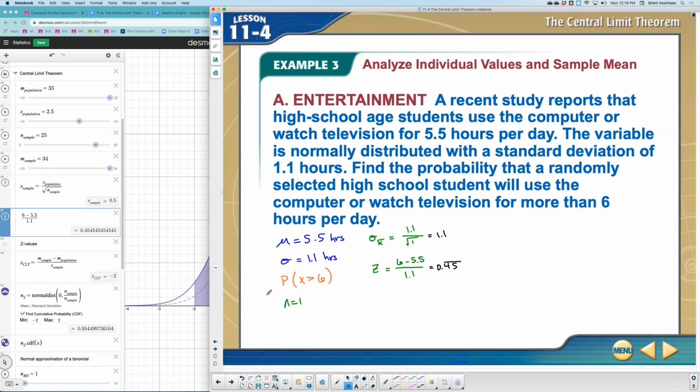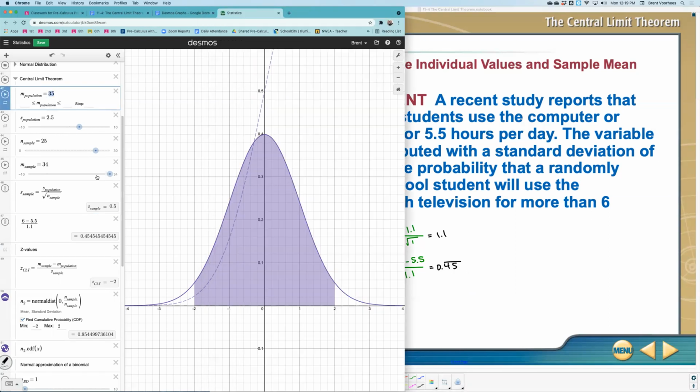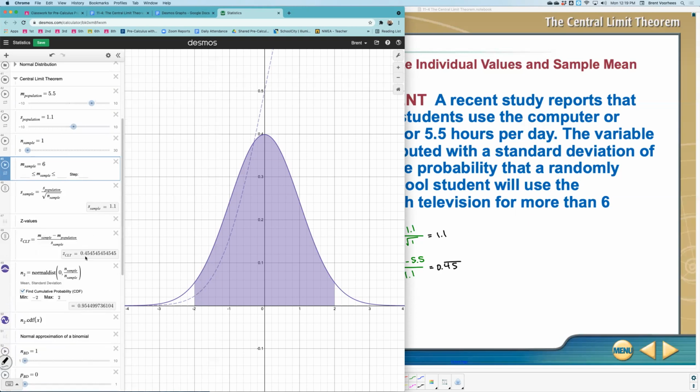So what does that mean? If I went to a normal distribution, this would be my z value, and I would be looking for the values greater than that. So that would be the minimum. All right, so here we go. The mean of the population was 5.5 with a standard deviation of 1.1 hours. We're looking at only one sample, and the mean of that sample is 6 hours. And so here's what we got: the standard deviation of the sample, or the standard error, if you will. Oops, that's not where it shows it to us. There's where it shows it to us.